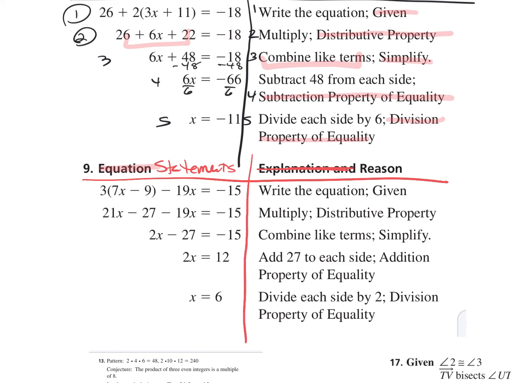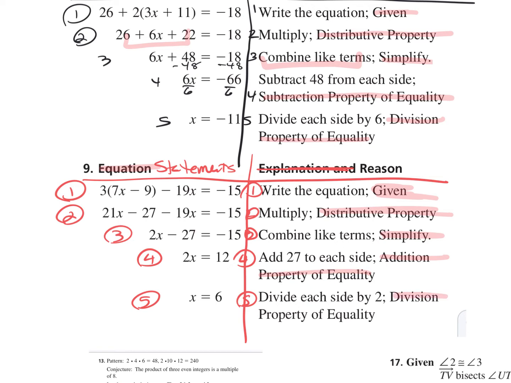And again, number 1 is given to you. It's the problem you're asked to solve. That's all you have to put is given. Then from step 1 to step 2, we distributed, distributive property. And then from 2 to 3, they combined like terms, or they simplified. And then from step 3 to step 4, they added the 27, so addition property of equality. And then the last step, from 4 to 5, they divided by 2, so division property of equality. So be able to write an algebra proof on the test tomorrow.